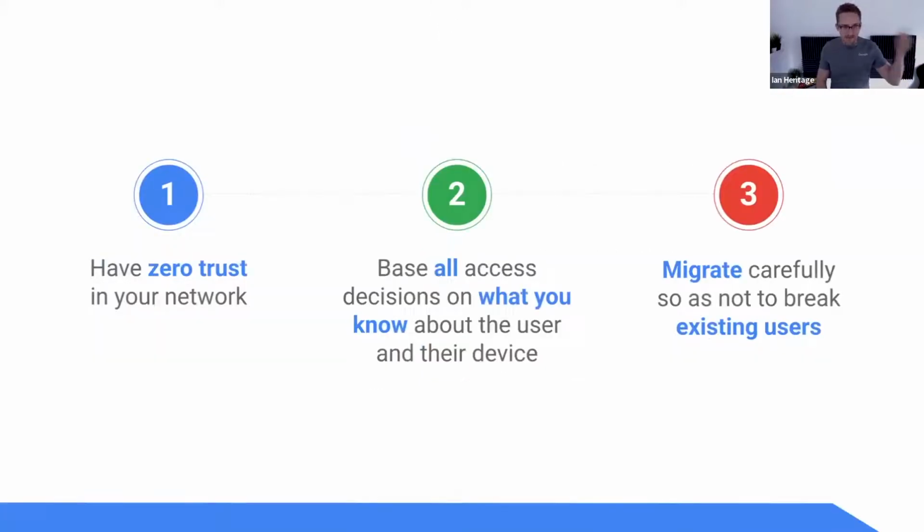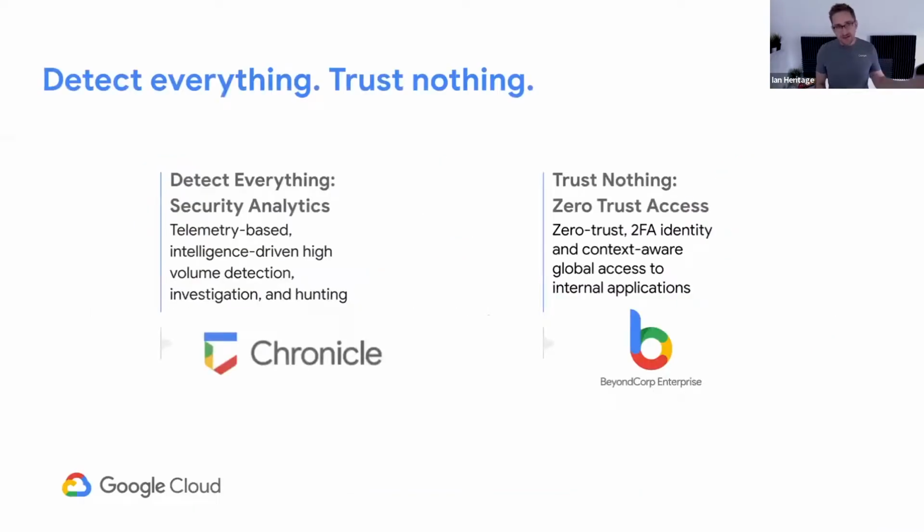So those three tenets: have no implicit trust in your network. I'm sure you're thinking about it. Base all access decisions on what you know about the user and device, not on network location. So it goes back to that asset inventory. And migrate carefully so as not to break existing users, because if you start breaking things, then it goes back to, you know, we need to do something else. So again, that detect everything, trust nothing approach is where some customers of mine today just start off with that Chronicle piece. They just want to take in all of their security telemetry, get a baseline, and work with someone like Chronicle and work with someone like Security to take all of that together.